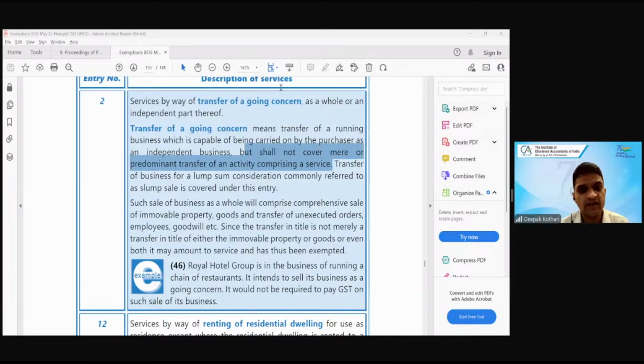The next query is on section 17.5, right? So we'll discuss section 17.5, then we'll take the other doubts. Section 17.5 is basically block credit. It says that when your credit is blocked, you will not be able to claim your credit. That is block credit. Now, in 17.5, we have various aspects here.